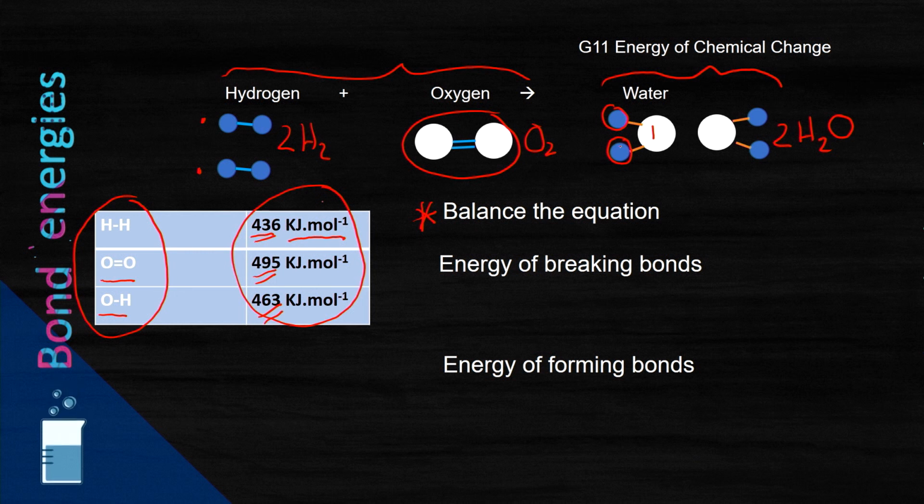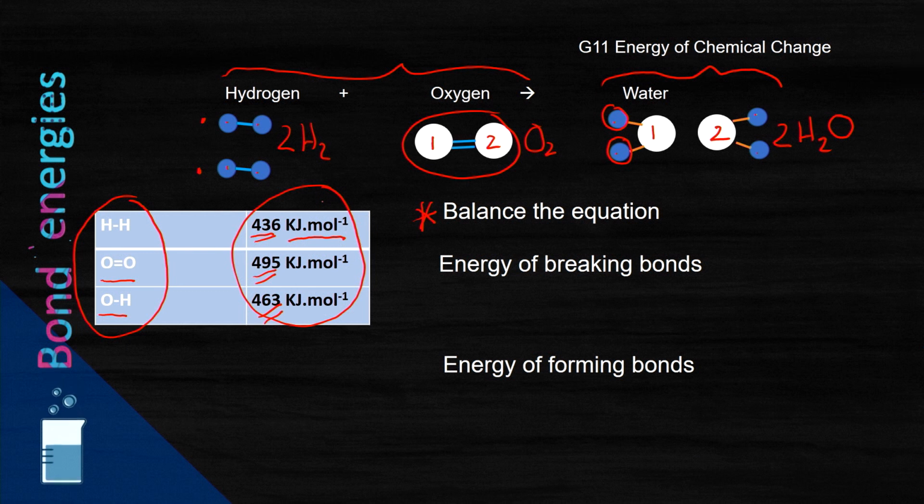You can see there 1, 2, 3, 4 hydrogens, and 1, 2, 3, 4 hydrogens on this side. There are two oxygens on the reactant side, and there are two oxygens on the product side. So the reaction has to be balanced before we can do this.